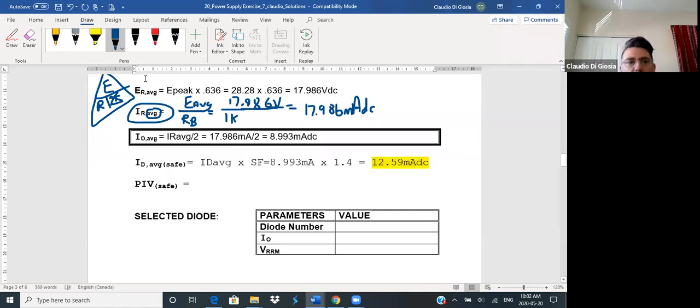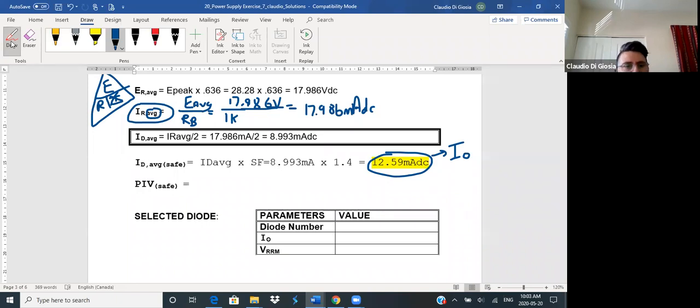Why is this guy here important? This guy here is going to help us decide which diode by comparing it to the IO. And so in your notes, where you're writing all this down, write that in as a reminder. It will help you a few months from now. Okay. Yeah, we'll be repeating it anyway.